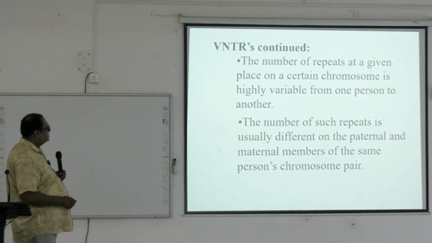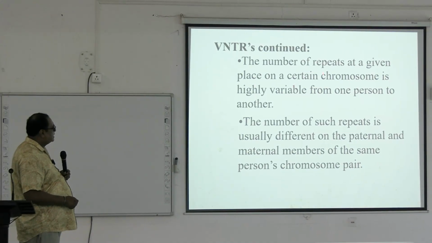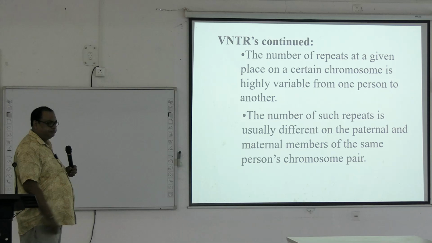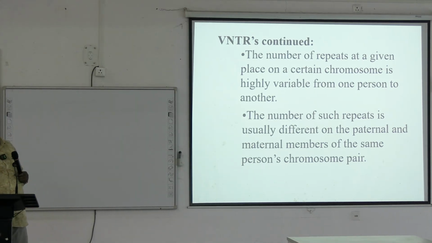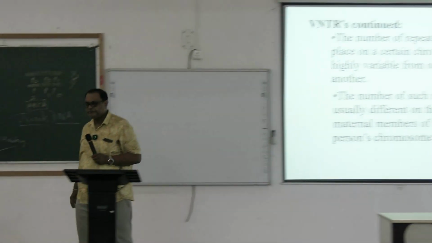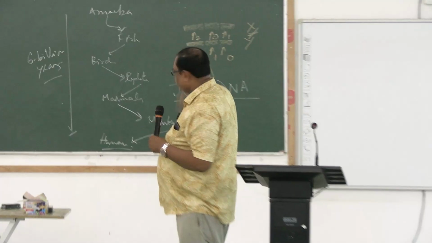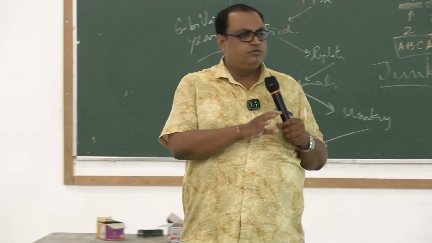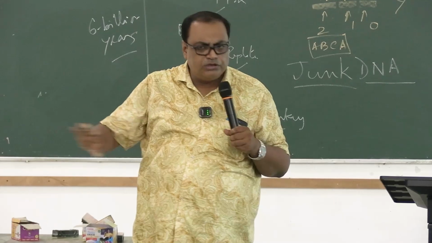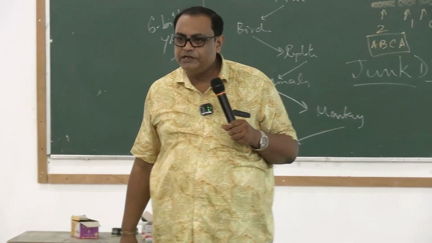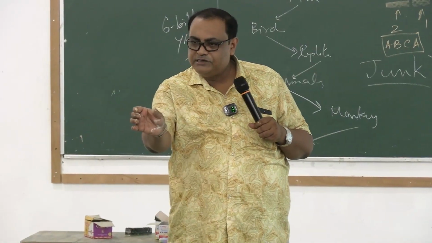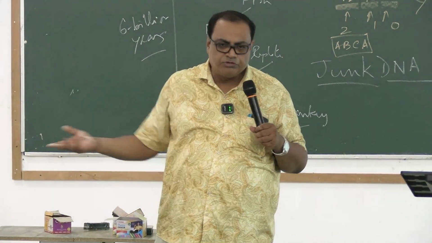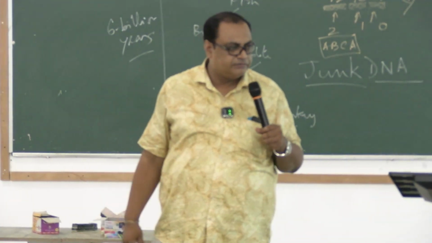The number of repeats at a given place on a certain chromosome is highly variable from one person to another. What does this particular sentence mean? When we are taking segments, it is needless to scan the whole genome. We can choose a small segment of the genome, called a chromosome. Take any chromosome, say chromosome number 15.